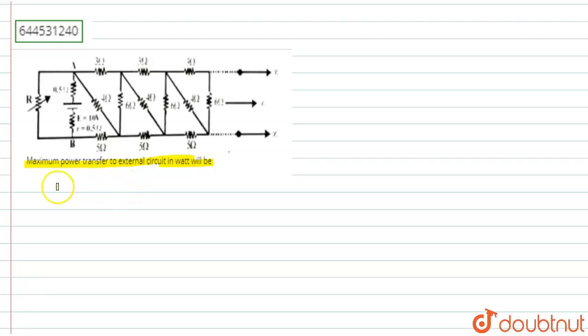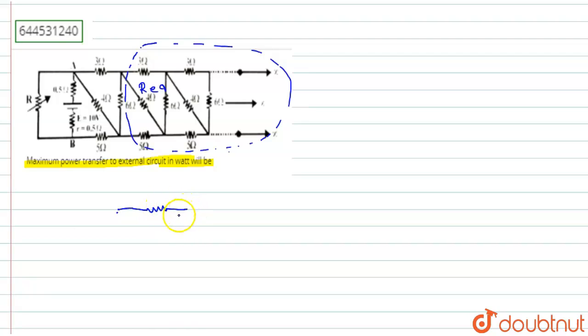Clear? Now, before that, we have to find the R equivalent. We can see that this is an infinite circuit, so for an infinite circuit we can find the R equivalent. Let us consider this part of the circuit. The total resistance of this part we can consider equal to R equivalent. Clear? In this way we can find the R equivalent of this type of infinite circuit. So we can redraw this circuit.